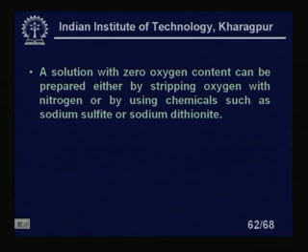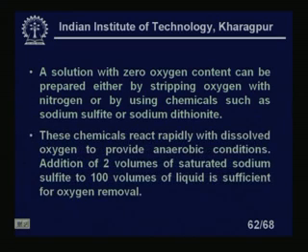A solution with zero oxygen content can be prepared either by stripping oxygen with nitrogen or by using chemicals such as sodium sulphite or sodium dithionite, because by this all the oxygen will go out. These chemicals react rapidly with the dissolved oxygen to provide anaerobic conditions. Addition of 2 volumes of saturated sodium sulphite to 100 volumes of liquid is sufficient for oxygen removal. So the liquid now is totally oxygen free. So, I can make my calibrations for my zero oxygen concentration, what is my output, which is supposed to be 0. If it is not, that is the offset current or dark current.